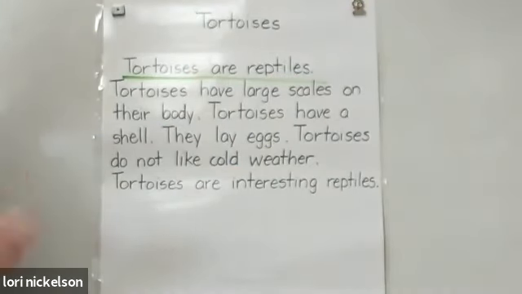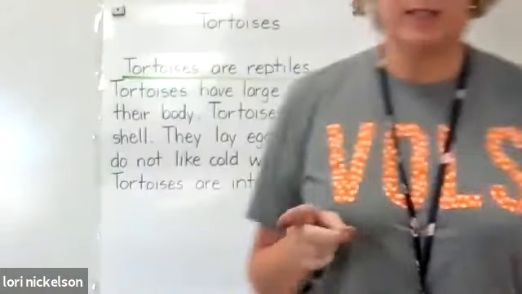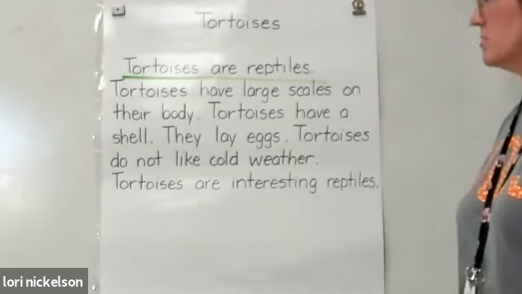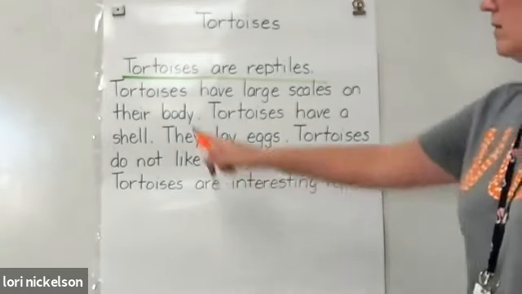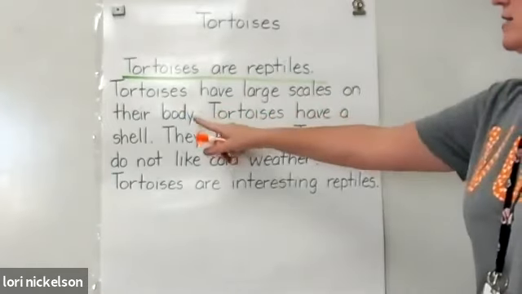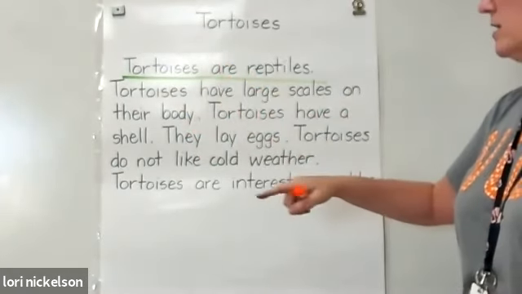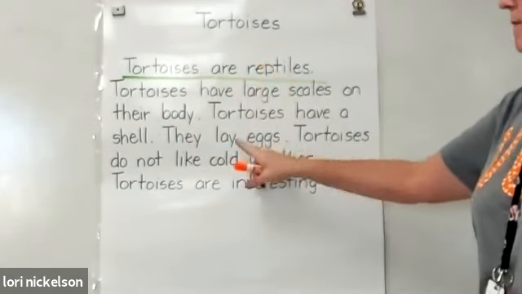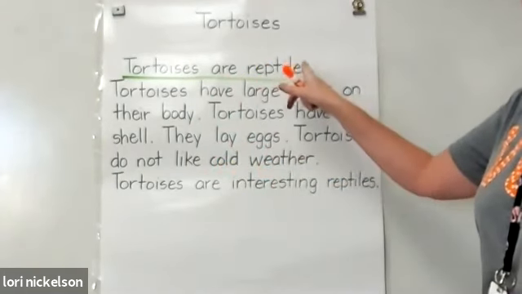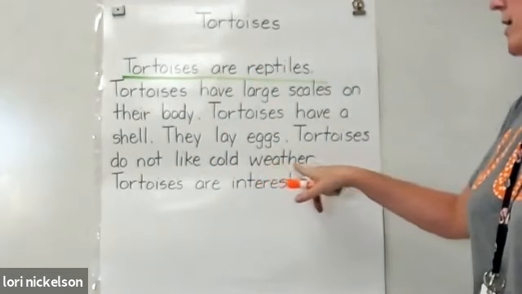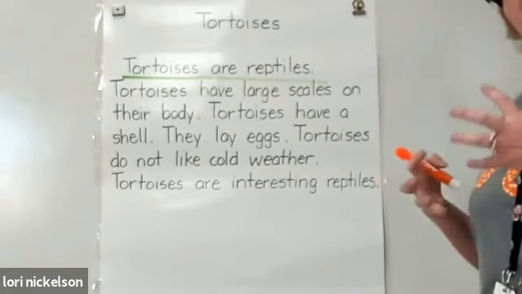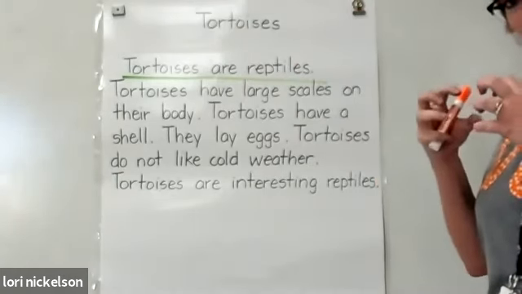So now we need to decide from this point, what are the facts and details about this story? What are the facts about tortoises or reptiles? Well, tortoises have large scales on their body. Does that say that they're a reptile? Yeah, it kind of does. Tortoises have a shell. Does that let us know it's a reptile? Yeah. They lay eggs. Yes, because reptiles lay eggs. Tortoises do not like cold weather. Yeah, most reptiles don't like cold weather. So are those the facts? That's the juicy stuff? Yes.